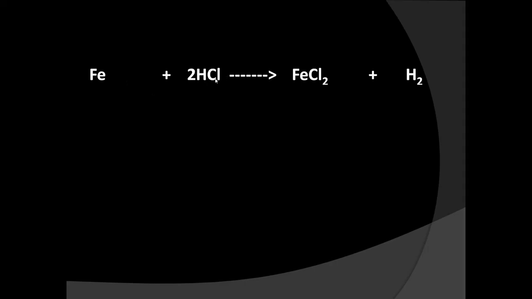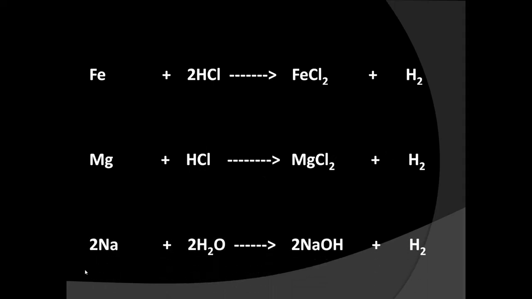Iron reacts with hydrochloric acid and it forms ferrous chloride, and hydrogen gas is liberated. Iron is displacing hydrogen. Magnesium reacts with hydrochloric acid and it gives rise to magnesium chloride and hydrogen. Sodium reacts with water and it forms sodium hydroxide, and sodium is displacing hydrogen, and therefore we get hydrogen gas. In all these reactions, these elements are displacing hydrogen.